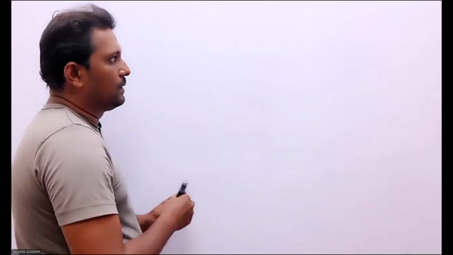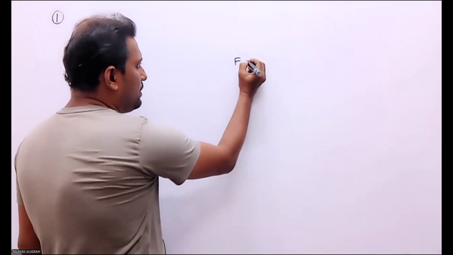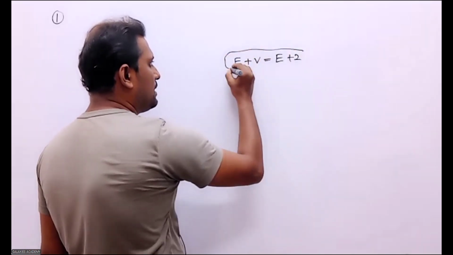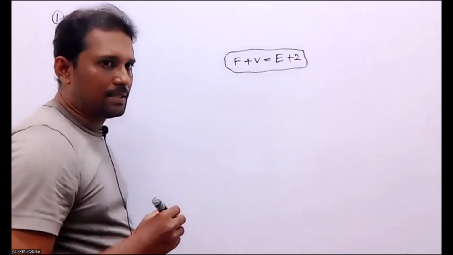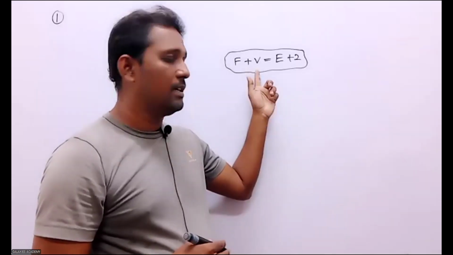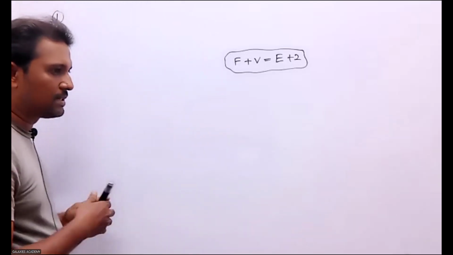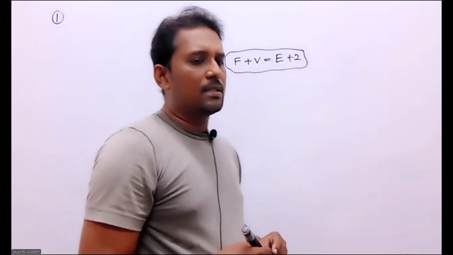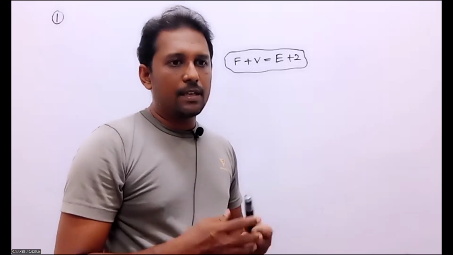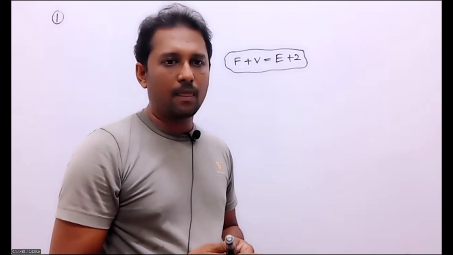Also, you know the formula: F plus V equals E plus 2. This is the formula of Euler's relationship. F means number of faces, V number of vertices. So you can write Euler's relationship. Can you tell me Euler's relationship is satisfied for which type of solids? Can you apply Euler's relationship for the cylinder? Can't. Why?